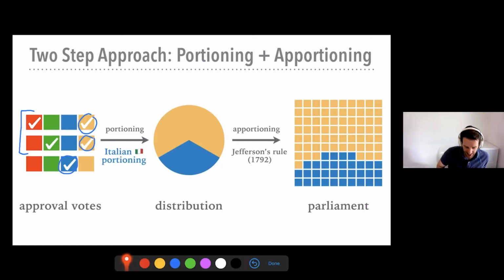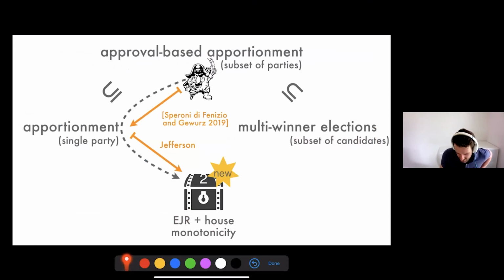Right? And if you remember from the beginning, this is basically what we want, because those 2 voters who together make up 2/3 of the electorate are also represented by a fraction of 2/3 of the seats. Okay, so this was a bit unintuitive maybe, but this interesting Italian portioning rule combined with Jefferson gives us a nice rule, and other more natural candidates don't give us such a nice rule in the two-step way. Okay, and this rule satisfies EGR and house monotonicity, but house monotonicity just follows from the house monotonicity of Jefferson.